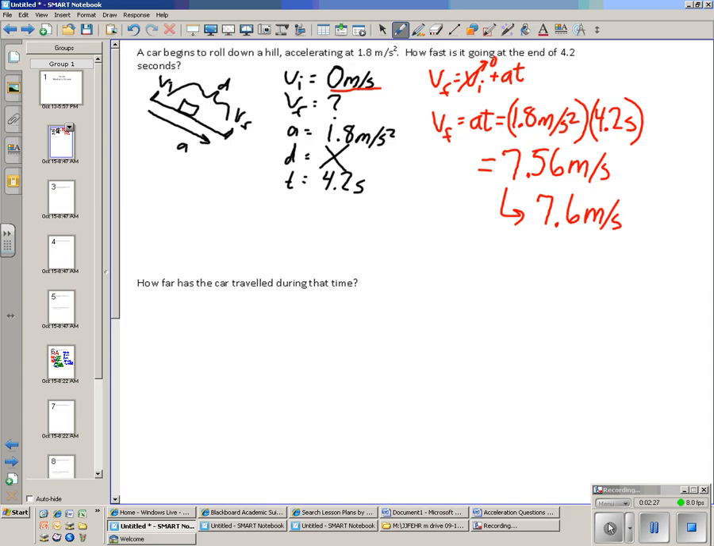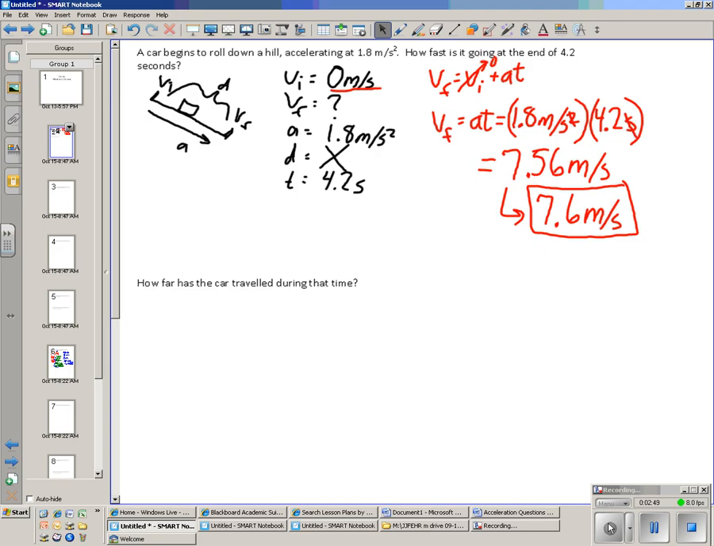And I can double check this. I've been going along with my units. They are working themselves out. And I can say if the acceleration is about 2 meters per second squared and the time is about 4 seconds, 2 times 4 is approximately, well, is 8, but that is pretty much the same thing as 7.6. So that makes that pretty good.